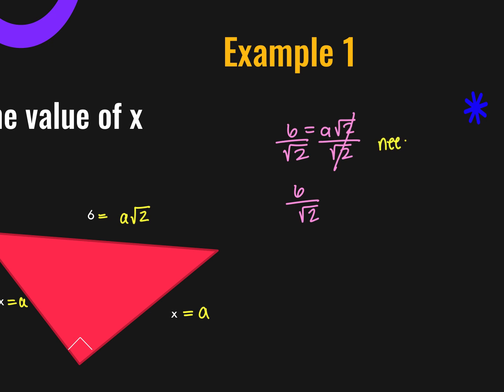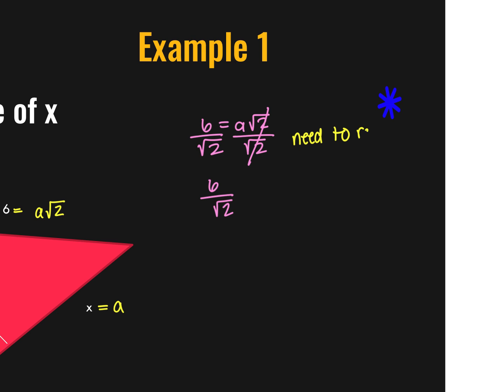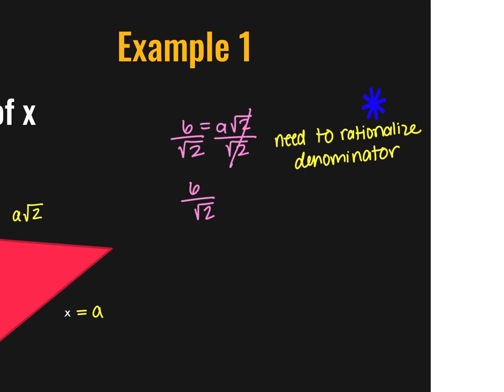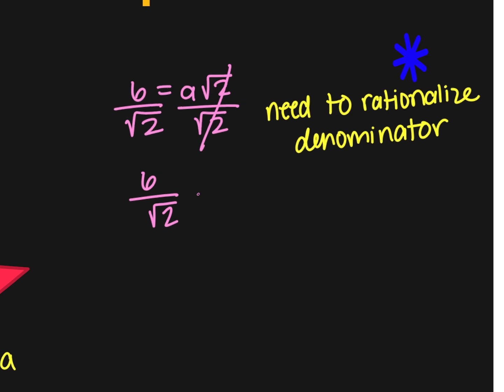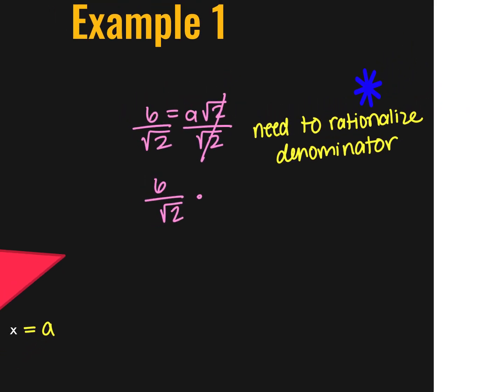You need to rationalize the denominator. Okay, you have to rationalize your denominator. So what does that mean? I need to get rid of that square root of 2. So I need to multiply top and bottom by the square root of 2.